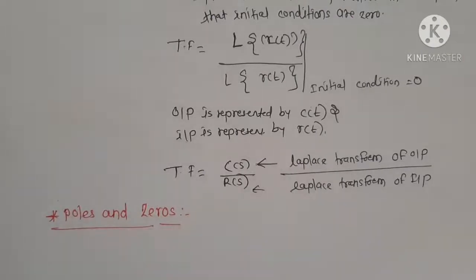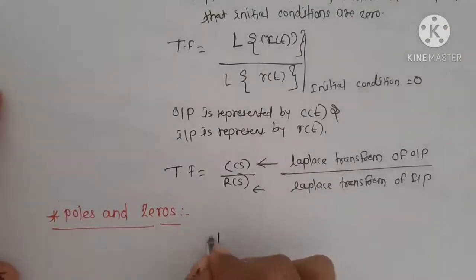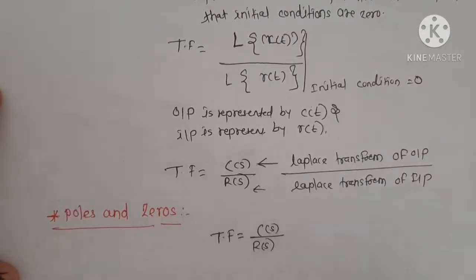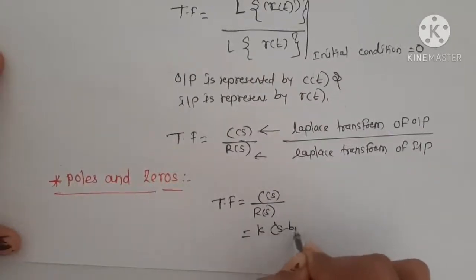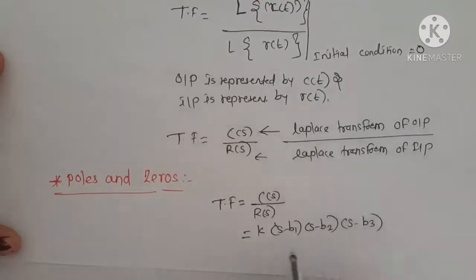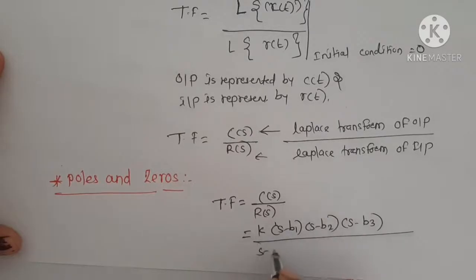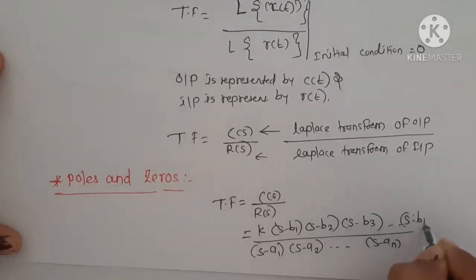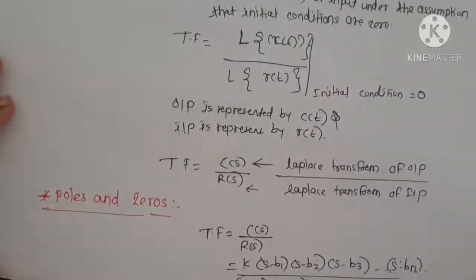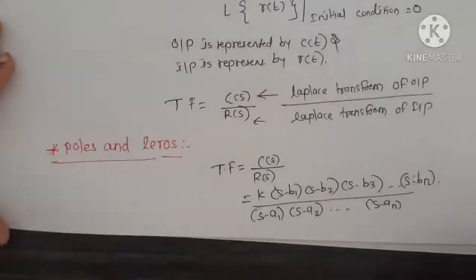First write down the transfer function. The transfer function is equal to C(s) upon R(s). It is in the form of K(s - b1)(s - b2)(s - b3) up to (s - bn), divided by (s - a1)(s - a2) up to (s - an). So this is the transfer function, and we have to find its poles and zeros.